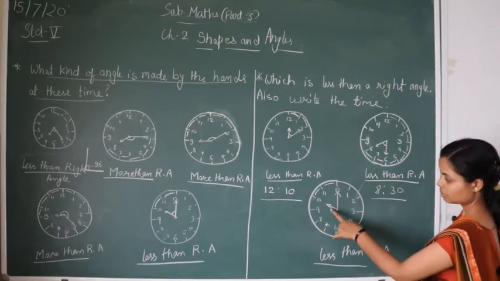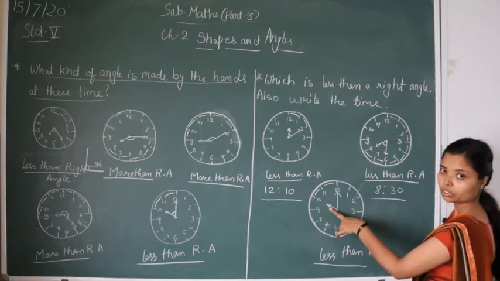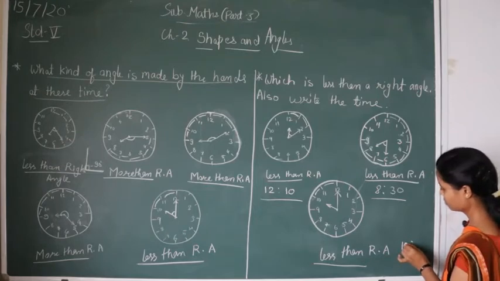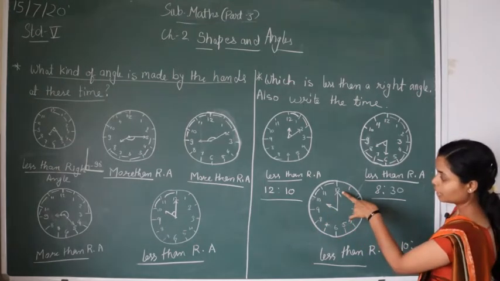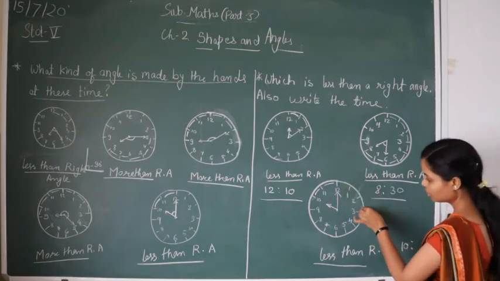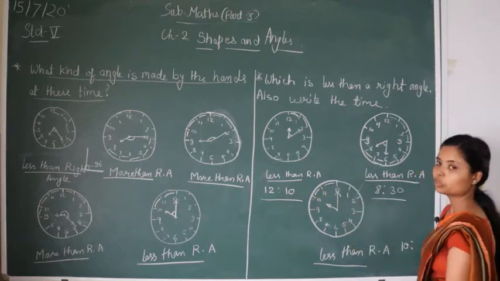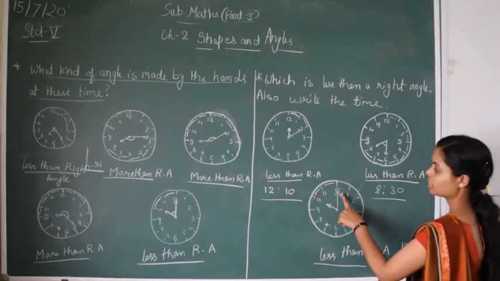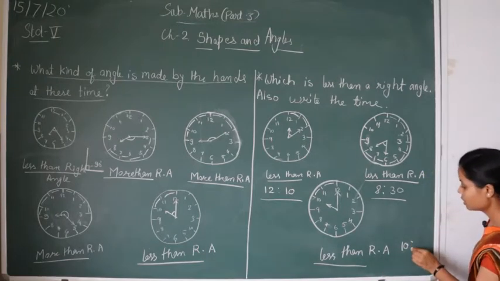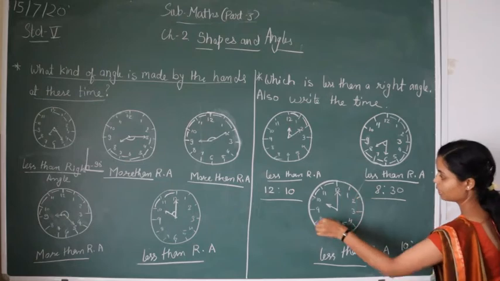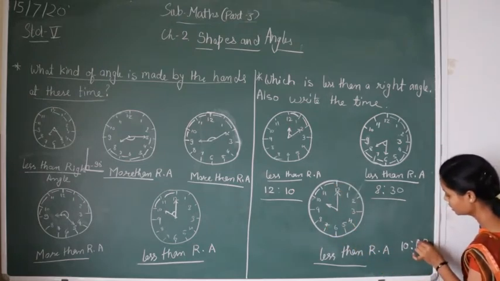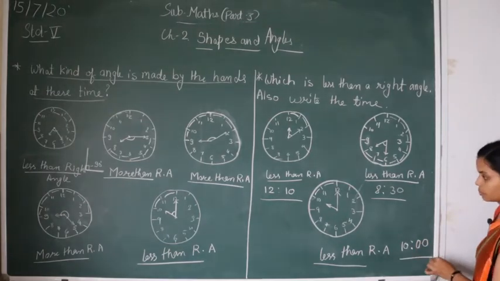And the time is, look here. This short hand of the clock shows 10. Okay. And the long hand of the clock is on 12. When it moves taking one round, then we can say that 1 hour is complete. So there is 1 hour complete by the minute hand. So we can say that it is 10 o'clock.